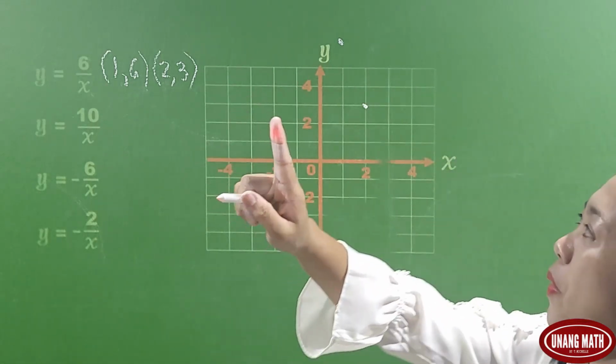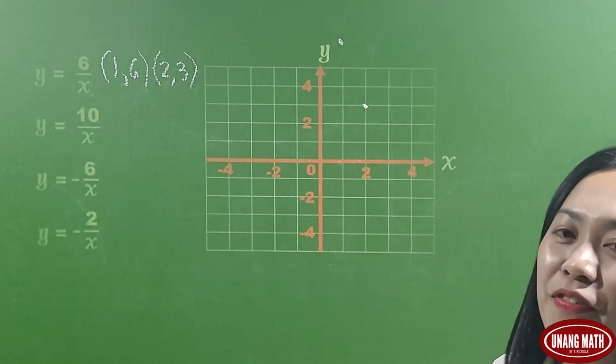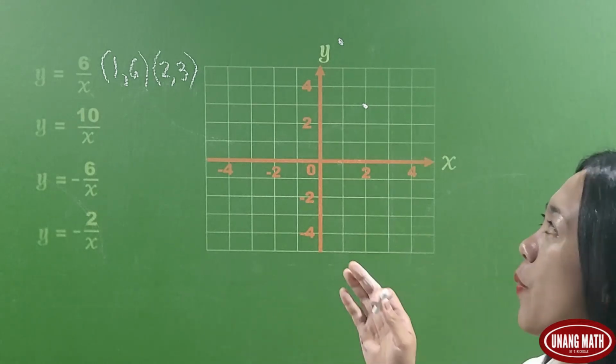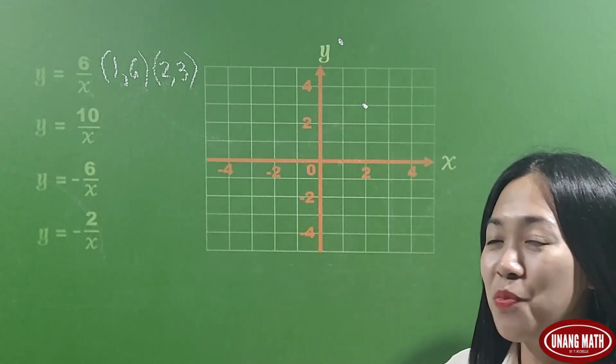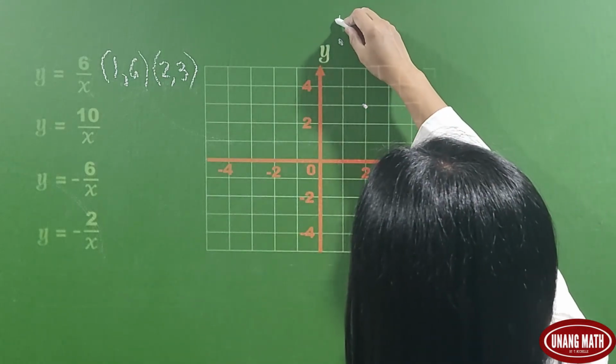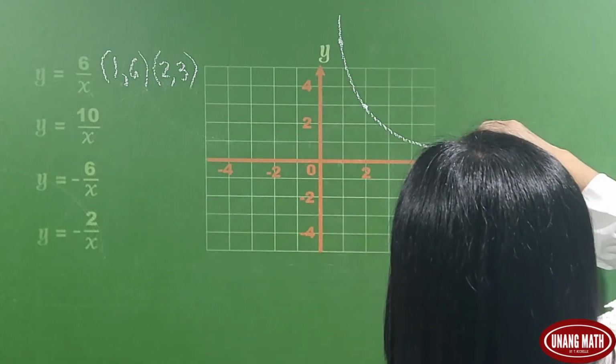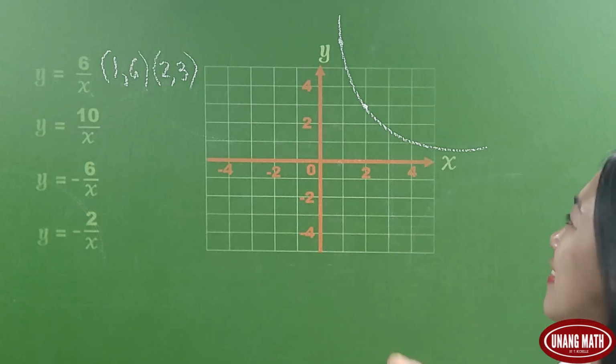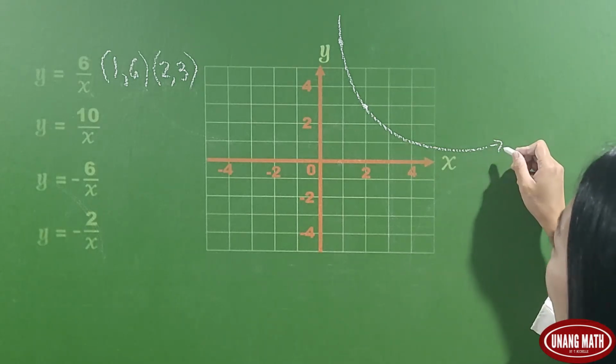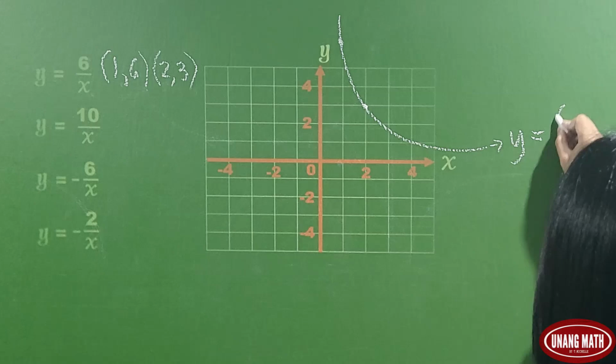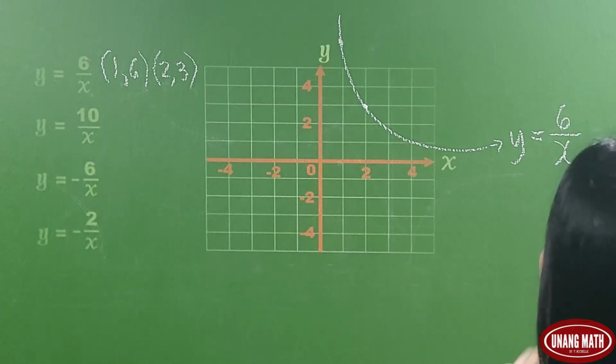We all know that the graph of an inverse proportion equation is a smooth curve. So we can say that the graph looks like this. So this is the graph for y is equal to 6 over x.